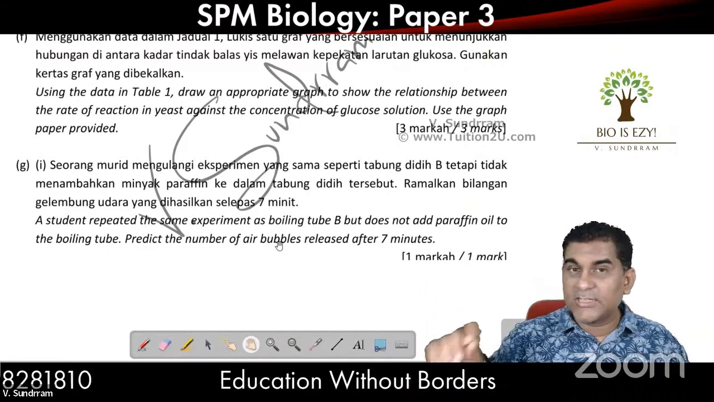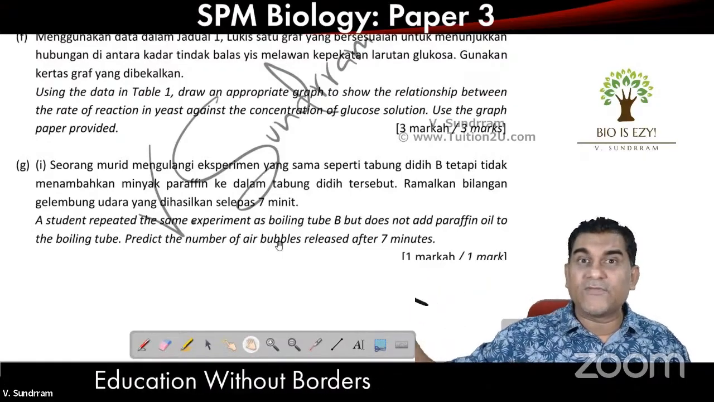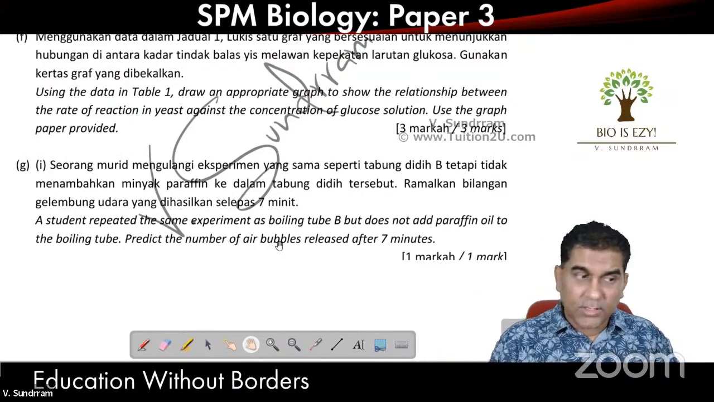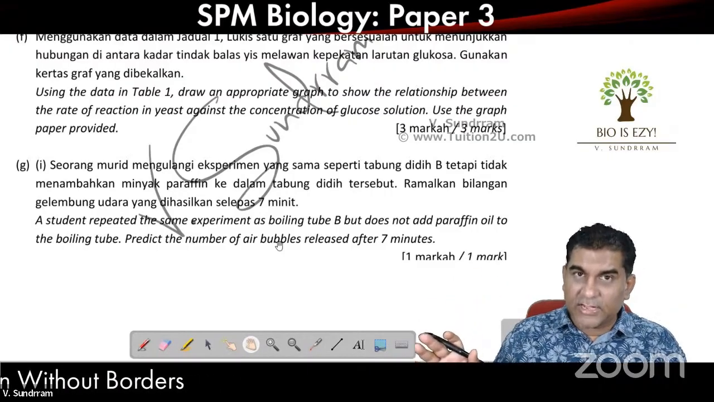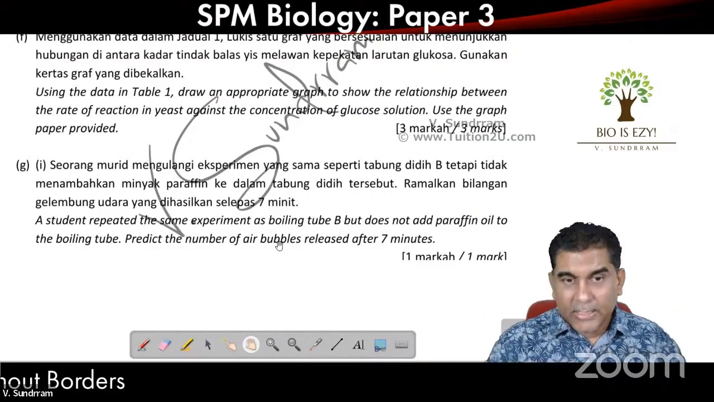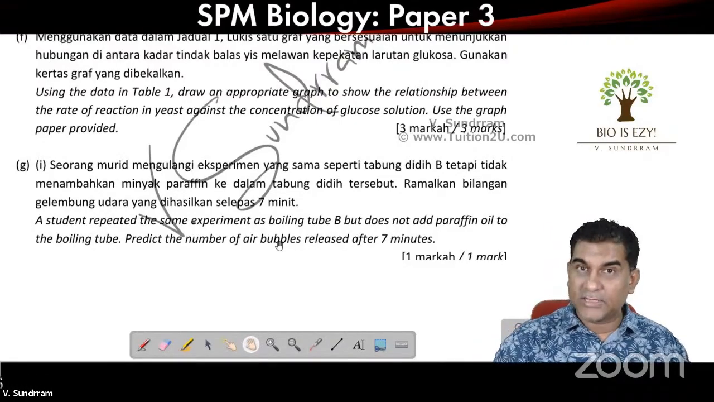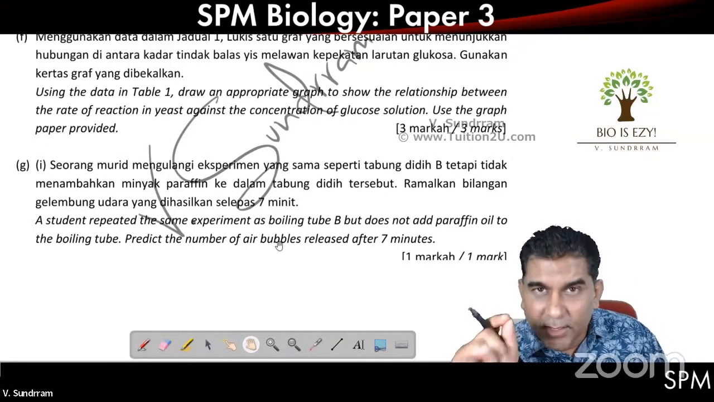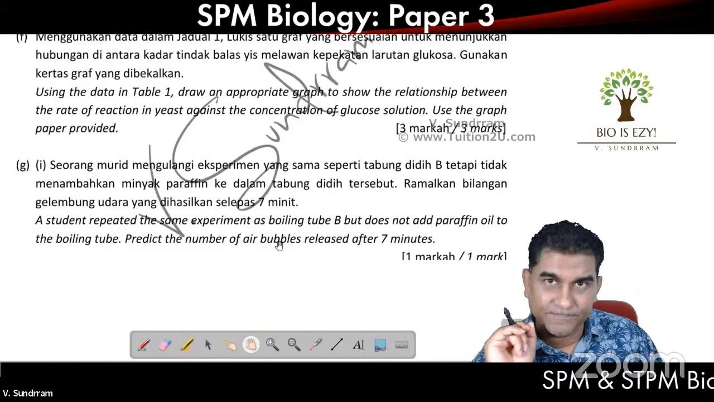The other constant is 15 ml of glucose solution. What if I use 25 ml of glucose solution? So that's how the prediction question will be. Change the constant variable, predict what's going to happen. The problem with the students is they will give the right prediction, but they always fail to provide the data from the experiment.